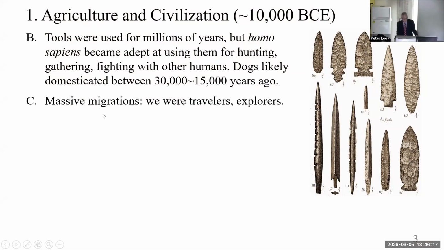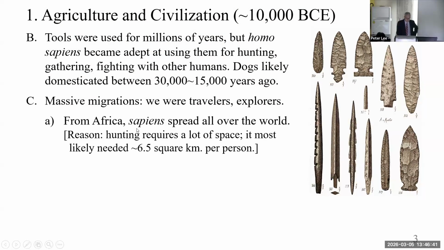And this is another thing. By the way, this is based on Professor Starnes, my guiding light, right? These are the things that he wrote about prehistory. Massive migrations. Human beings, right from the beginning, apparently, like 300,000 years ago, we traveled and we migrated to different places. We were travelers, explorers. From Africa, sapiens spread all over the world.